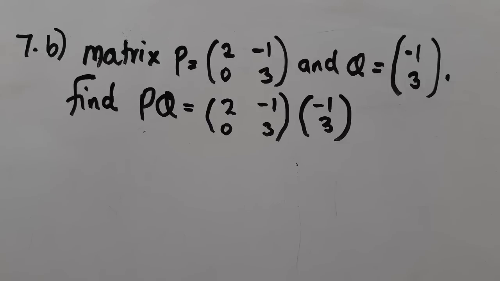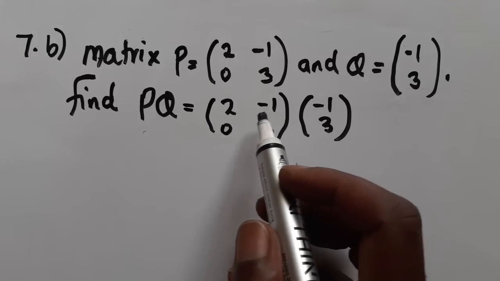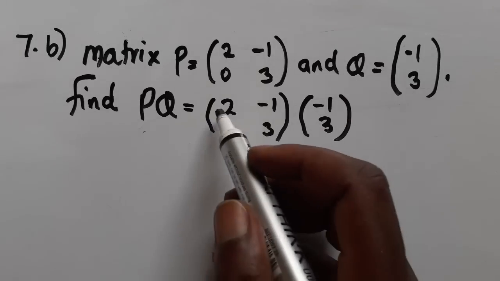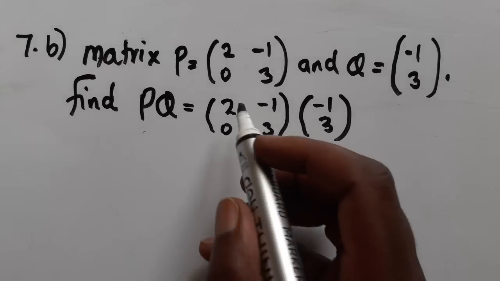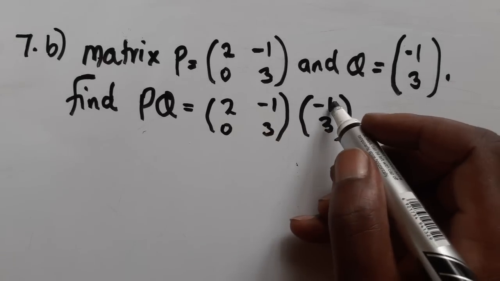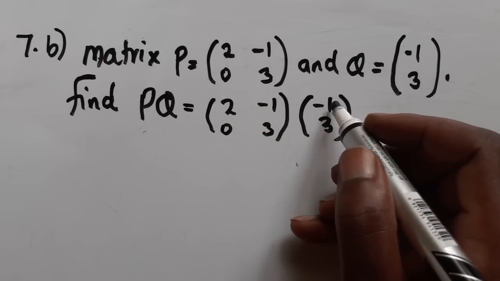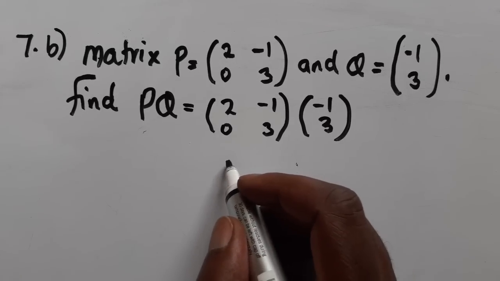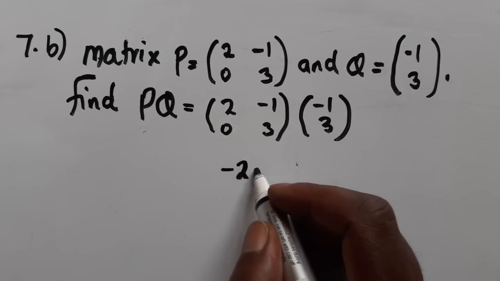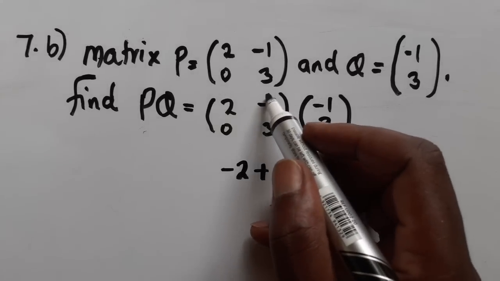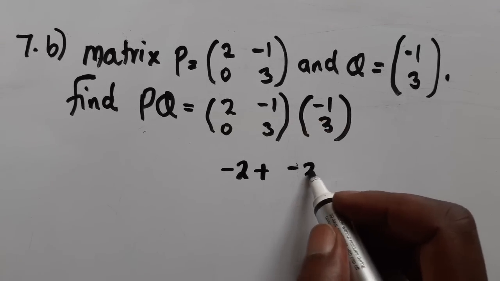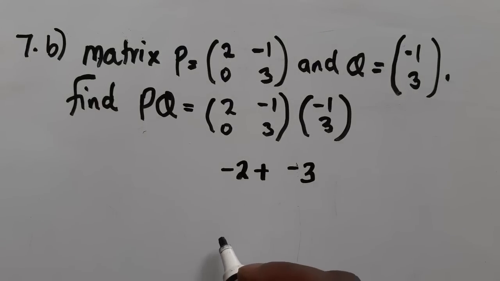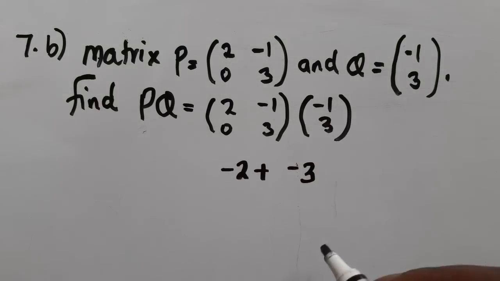So let's go ahead and multiply these matrices. How do we multiply matrices? Row by column. Row by column. Okay? So we're going to have 2 multiplied by negative 1. This is going to give us negative 2, plus negative 1 multiplied by 3. This is going to give us negative 3. Okay? This is a row by this column.